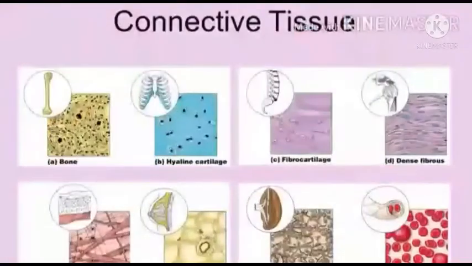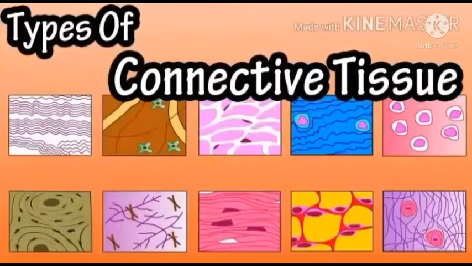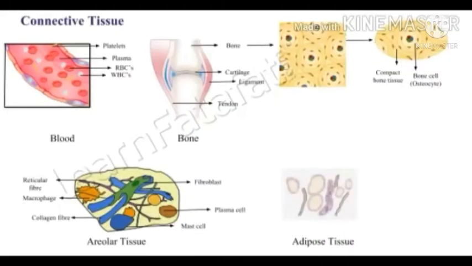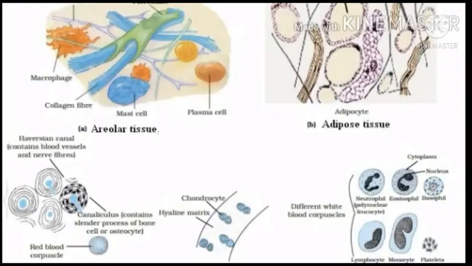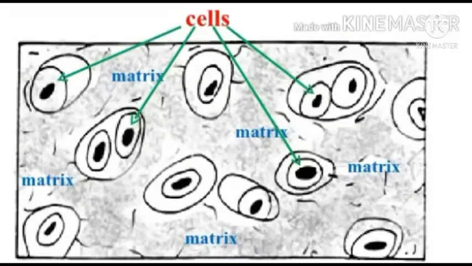Our today's topic is connective tissues and its types. Connective tissue is the most abundant and widely distributed tissue. It provides structural framework and gives support to different tissues forming organs. It prevents the organs from getting displaced by body movements.